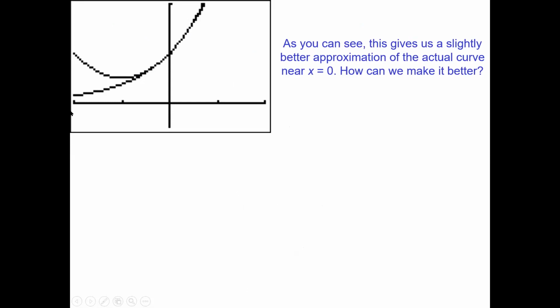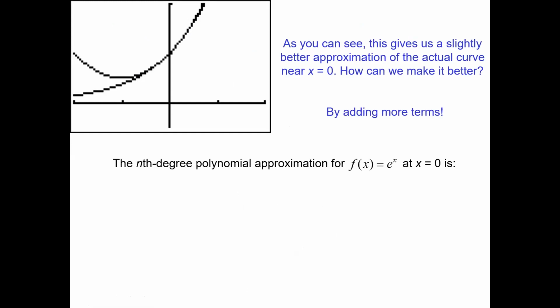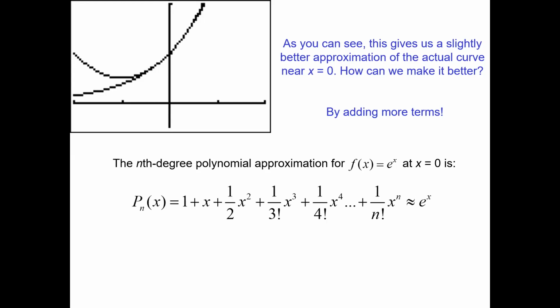How could we make this better? Well, we could add more terms. So the more terms we add, the better this approximation is going to be. So let's generalize this and say the nth degree polynomial approximation for e to the x at the location x equals 0 is given by this polynomial: 1 plus x plus a half x squared plus 1 over 3 factorial x cubed, and so forth, up to 1 over n factorial times x to the n.